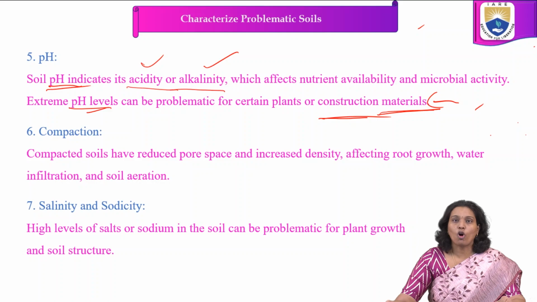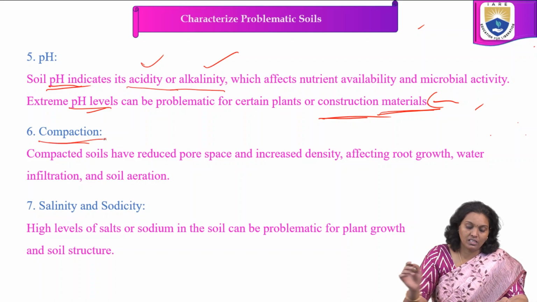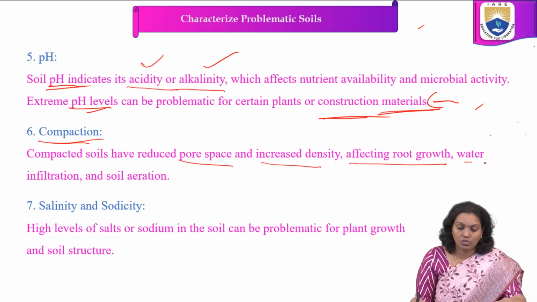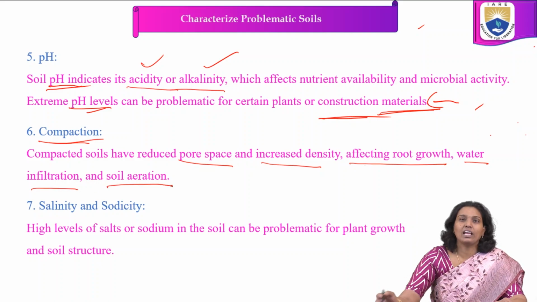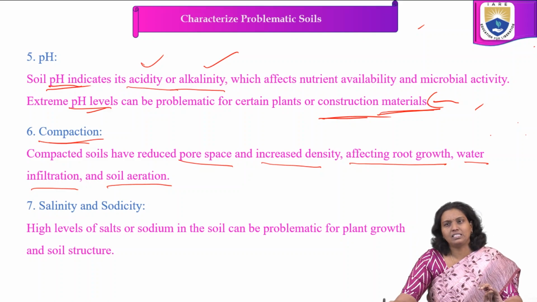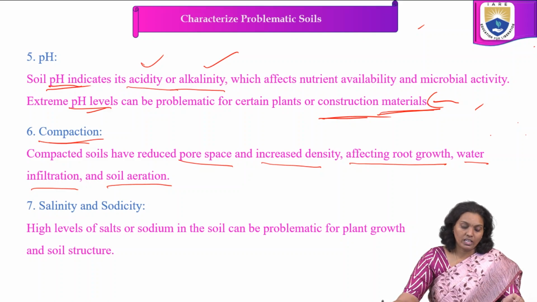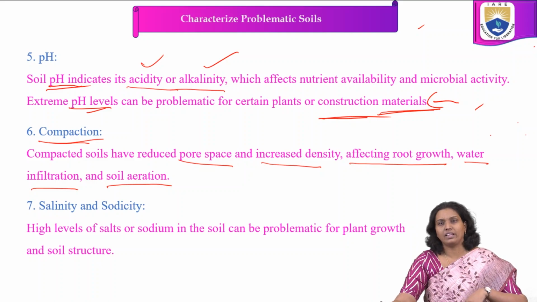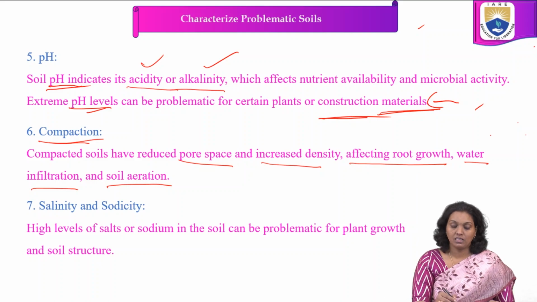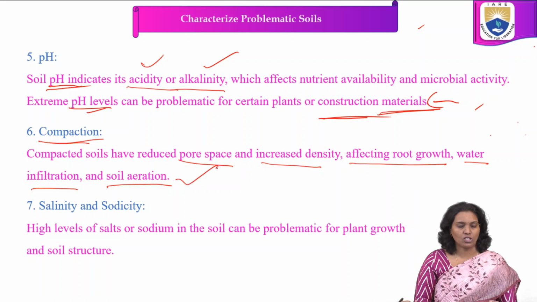The next one is compaction. Compacted soils have reduced pore space and increased density, affecting root growth, water infiltration and soil aeration. So the compaction of soils reduces the pore space and increases the density, affecting root growth, water infiltration and soil aeration. These are the parameters that are going to influence, so we have to understand compaction also.